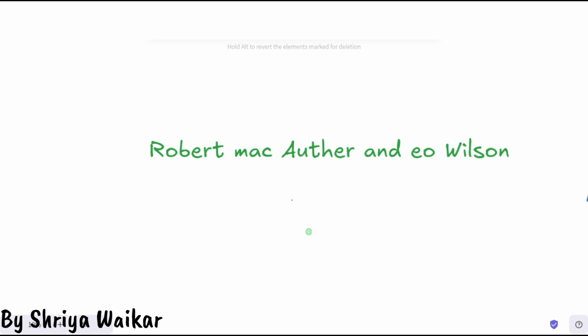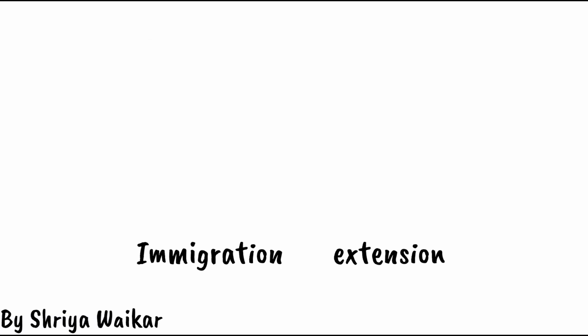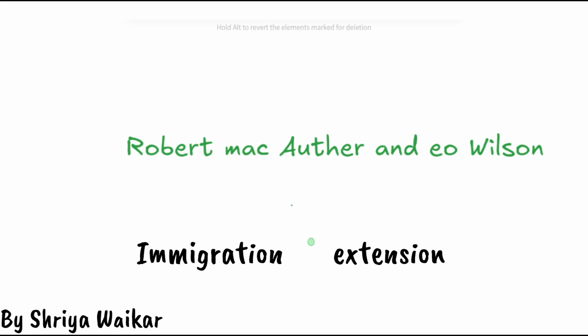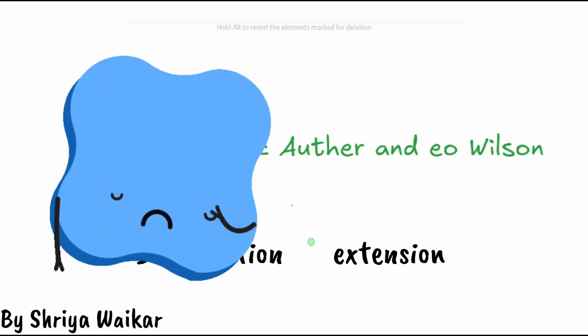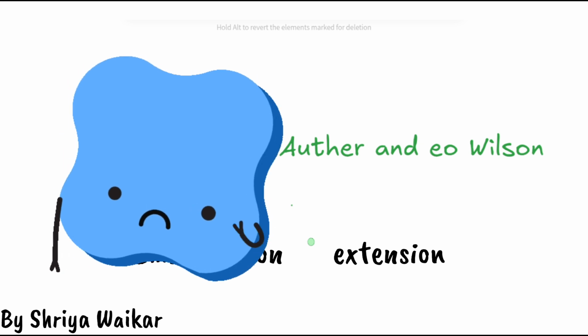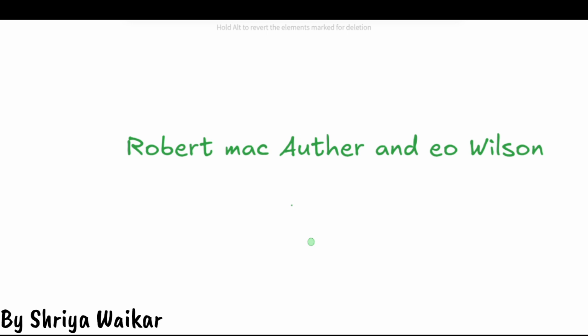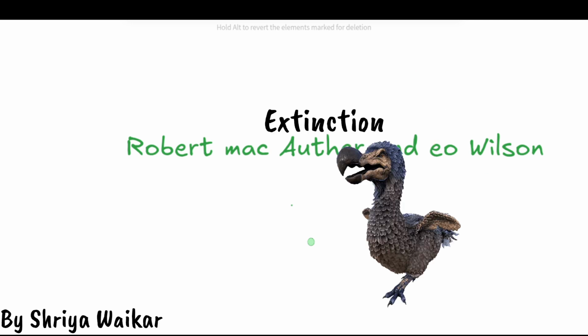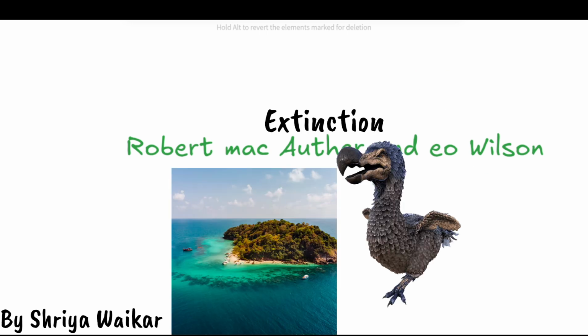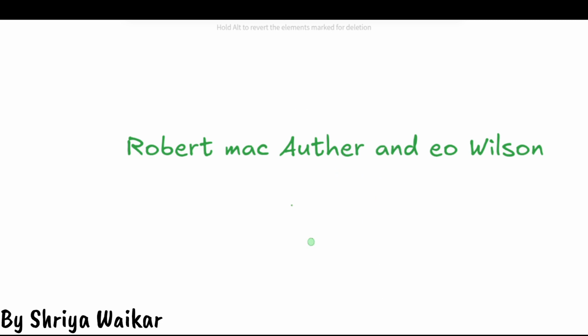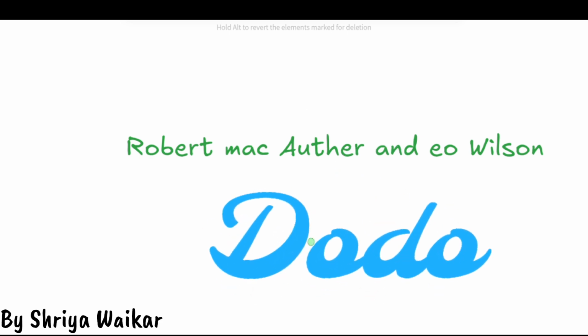Now what is immigration? Immigration means there is a mainland, and from that mainland the species travel to an island area, which is very far away from the mainland. So that is immigration. And what is extinction? The existing species that are degrading, totally vanishing from that particular place, so that is extinction of species.